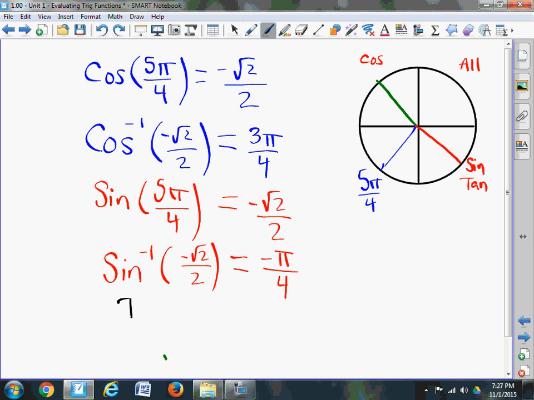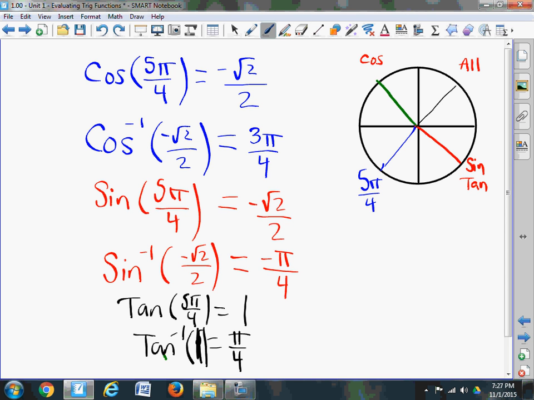And then I have tangent of 5 pi over 4, which is 1. The inverse tangent of 1 is not 5 pi over 4. It's going to be in the first quadrant, so it's going to be pi over 4. Very interesting. There's a different range for each of these functions, and obviously they're positive and negative in different quadrants, so that's why they're coming out different ways.